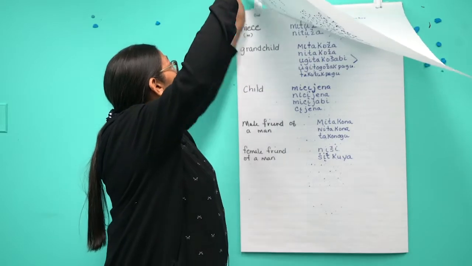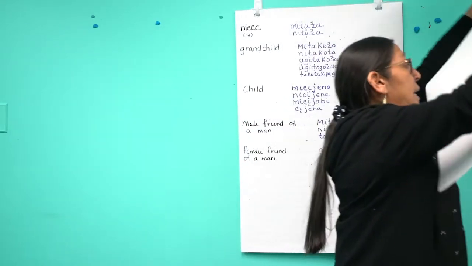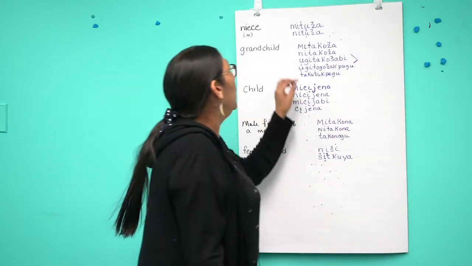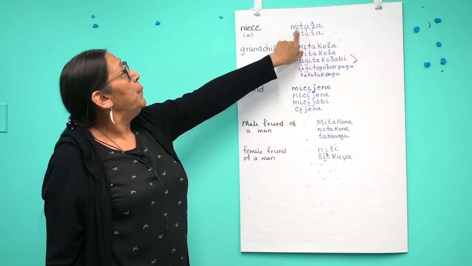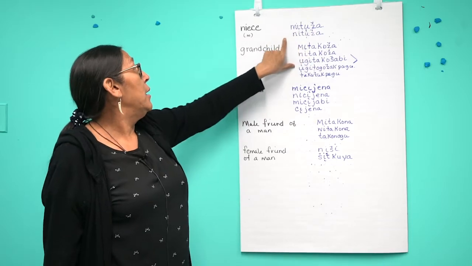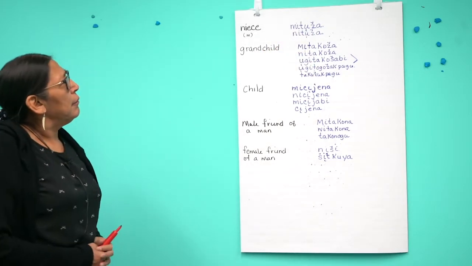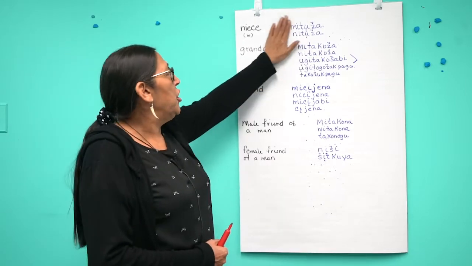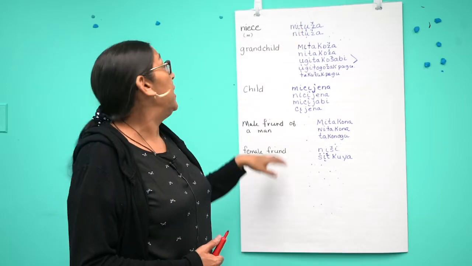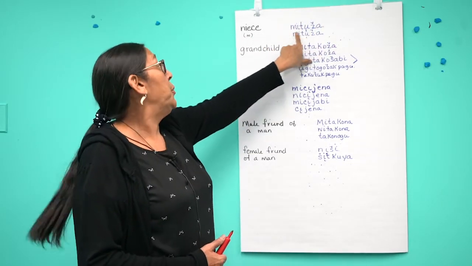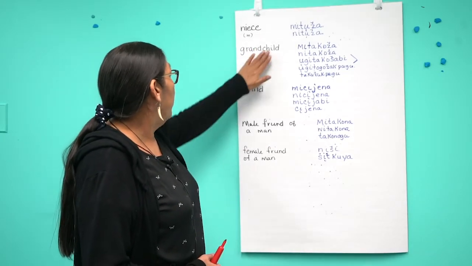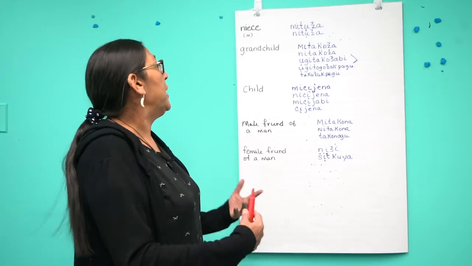Now, if you are my niece and I am a man, I will tell you mitunja. That's my niece. If you're a man, nitunja. Now, I didn't find a female one, so I just put the male up there. Maybe it's the same for the male and the female. These are just to say my grandchild.